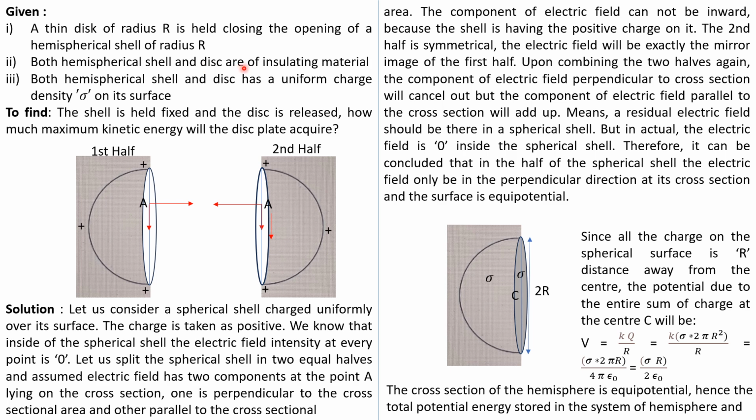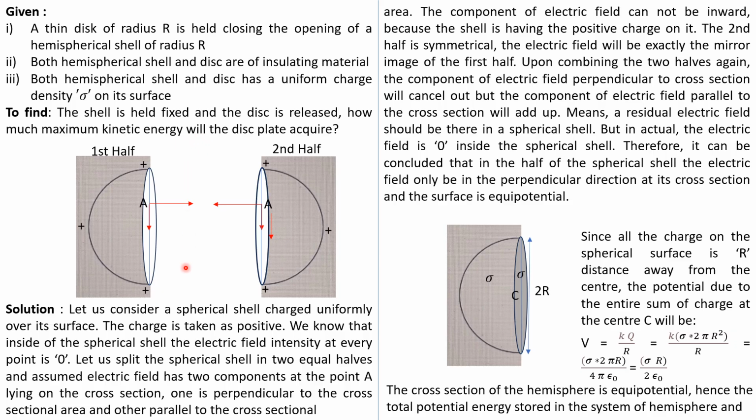Both the hemispherical shell and disk are of insulating material. Hence, the hemispherical shell as well as the disk is made up of insulating material. And this hemispherical shell and disk has a uniform charge sigma on its surface. In this diagram, this is the hemispherical shell and it is open here. On the cross section, it is open. There is no disk shown here.